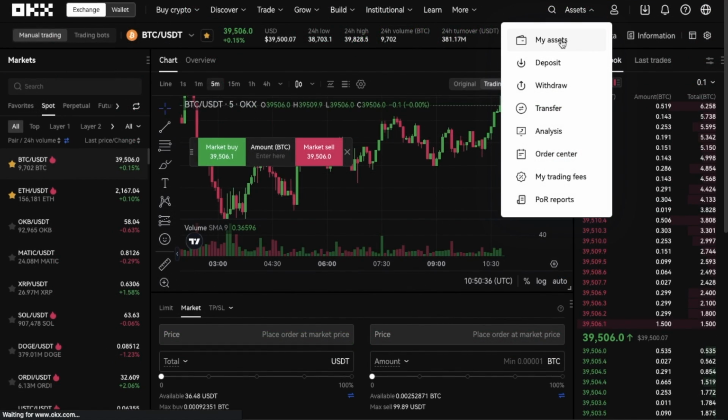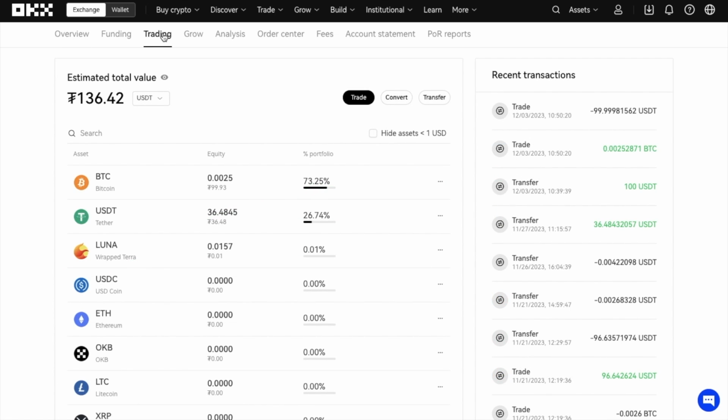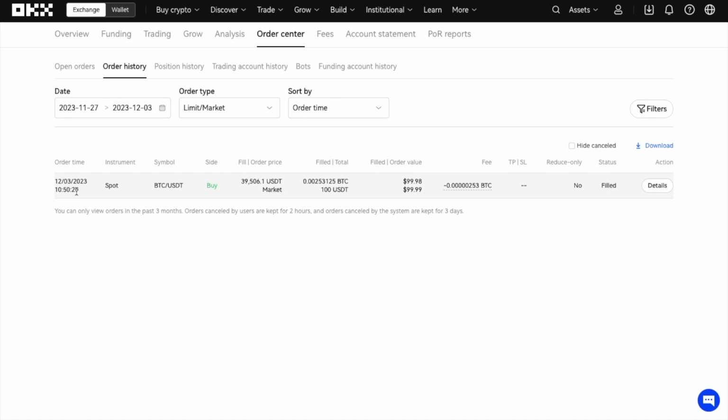And the Bitcoin that we've now traded for is appearing under My Assets. And you can view your specific balance for your trading account under Trading. Plus, under the Order Center is where you can view your completed orders, which also shows you a bit more detail, such as the exact price that you traded at.